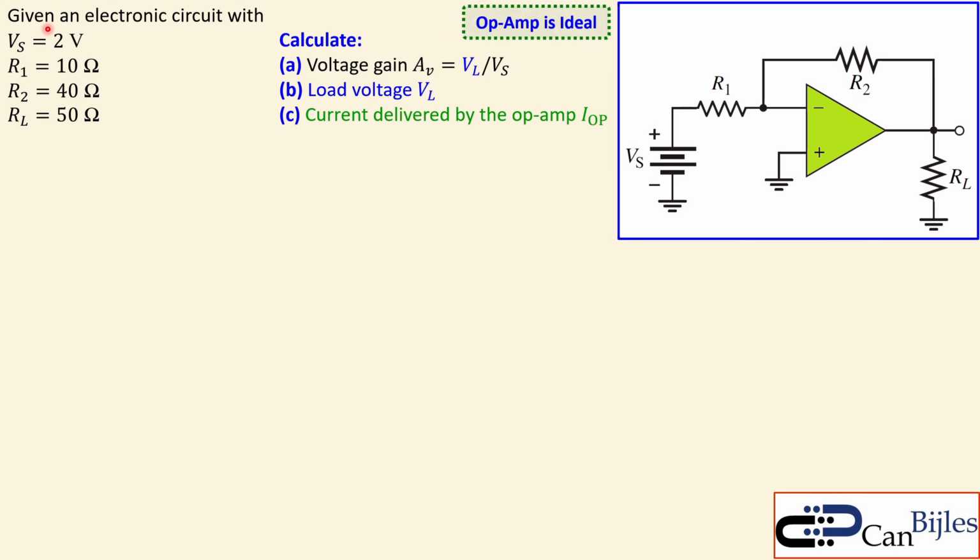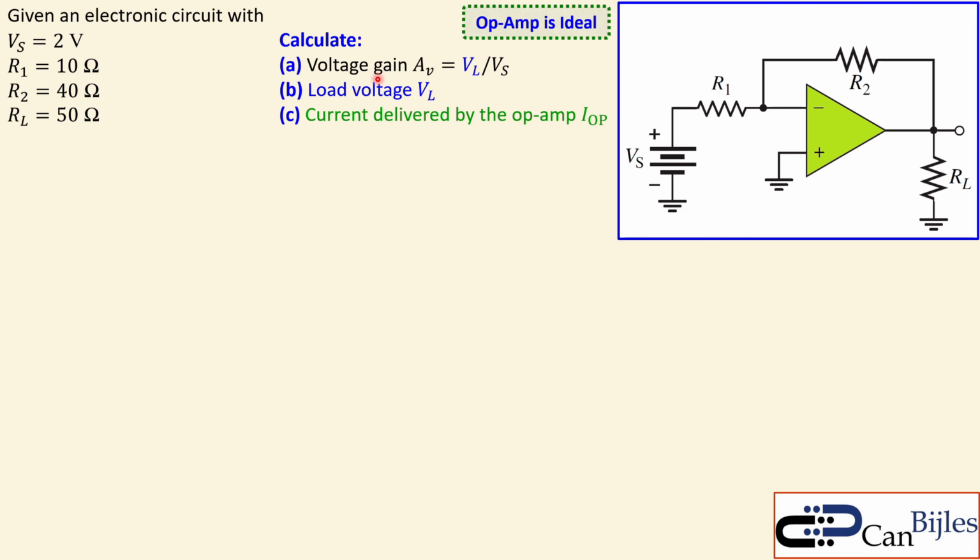What we have is the following electronic circuit. We have this circuit given here, again the triangle, which is our op-amp, which is ideal here. And we have R1, R2 and also the load. The resistors are shown here. And we have also the Vs, which is our DC voltage source of 2 volts.